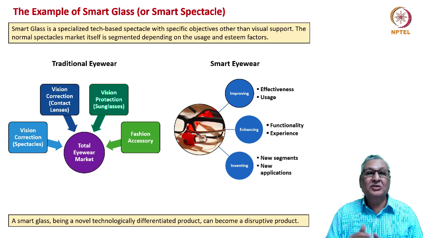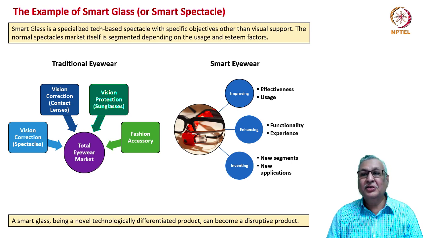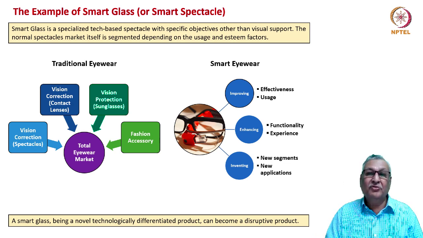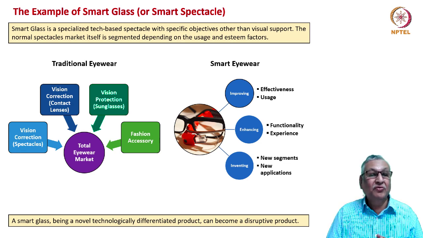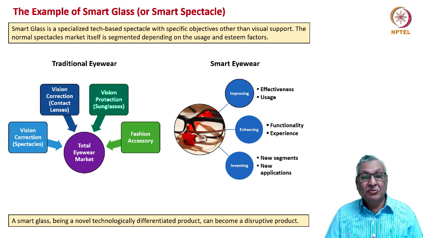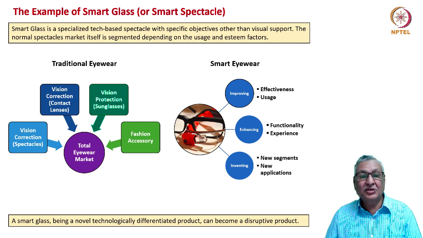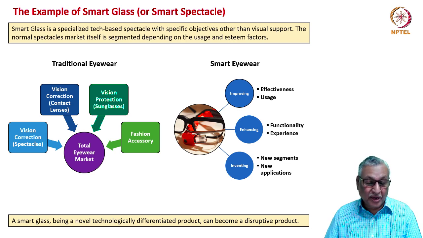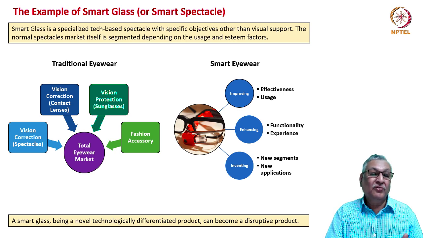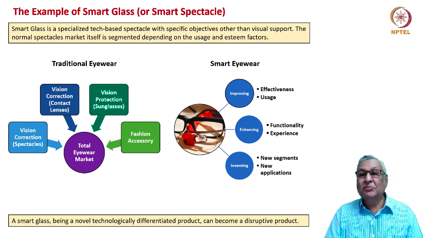The normal spectacles market itself is therefore segmented depending on the usage and esteem factors. Esteem factors are based on the type of the glass, the shape, the form factor, the type of the frame and the brand. Traditional eyewear can be specified in terms of 4 classifications. Vision correction, again not visible but very important, contact lenses. Vision protection, sunglasses, and fashion accessory, which doesn't have any visual correction or visual protection purpose, but it's just used as a fashion accessory. But these could be intermixed as well. This is the grouping of regular eyewear market segments.